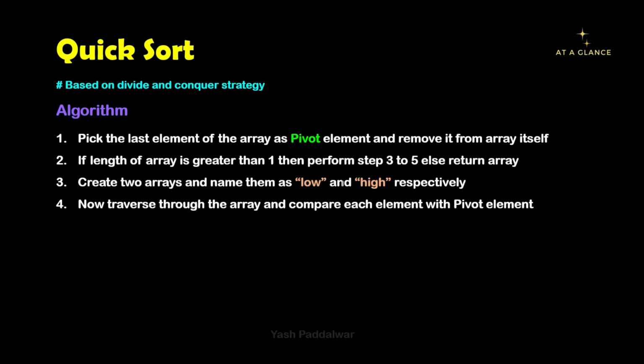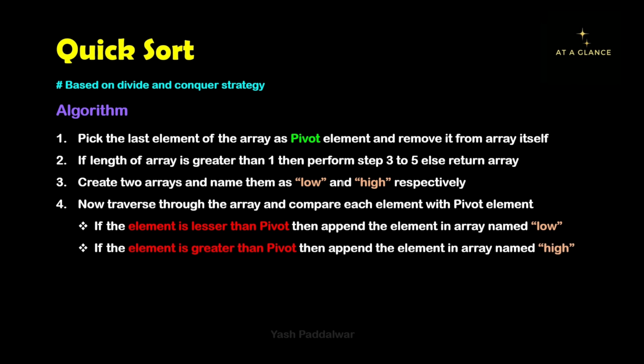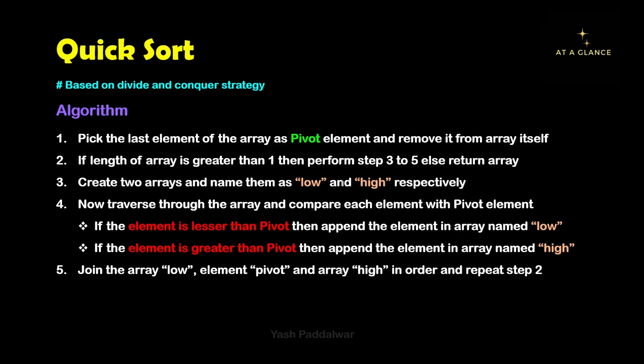In the first case, the current element will be lesser than the pivot element. If this happens, then append the current element in the array named low. And the other possibility is that the current element is greater than the pivot element. In that case, append that element in the array named high.